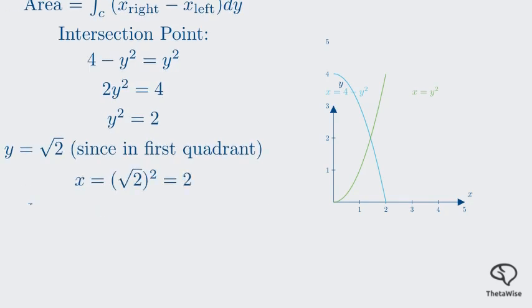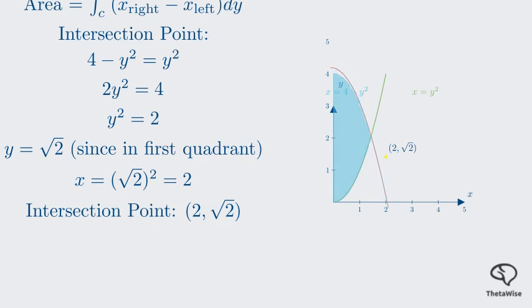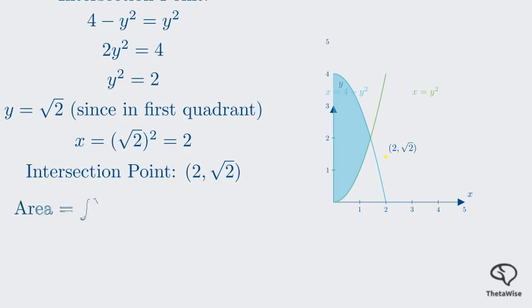To find the x-coordinate of the intersection, we can substitute this y value into either equation. Using x equals y squared, we get x equals 2. The intersection point is therefore (2, square root of 2). Let's label this on our sketch. This point is crucial because it splits our region. Looking at our sketch, from y equals 0 to y equals square root of 2, the curve on the right is x equals 4 minus y squared, and the curve on the left is x equals y squared. This means our integral for the area will be the integral from 0 to square root of 2 of 4 minus y squared minus y squared with respect to y.